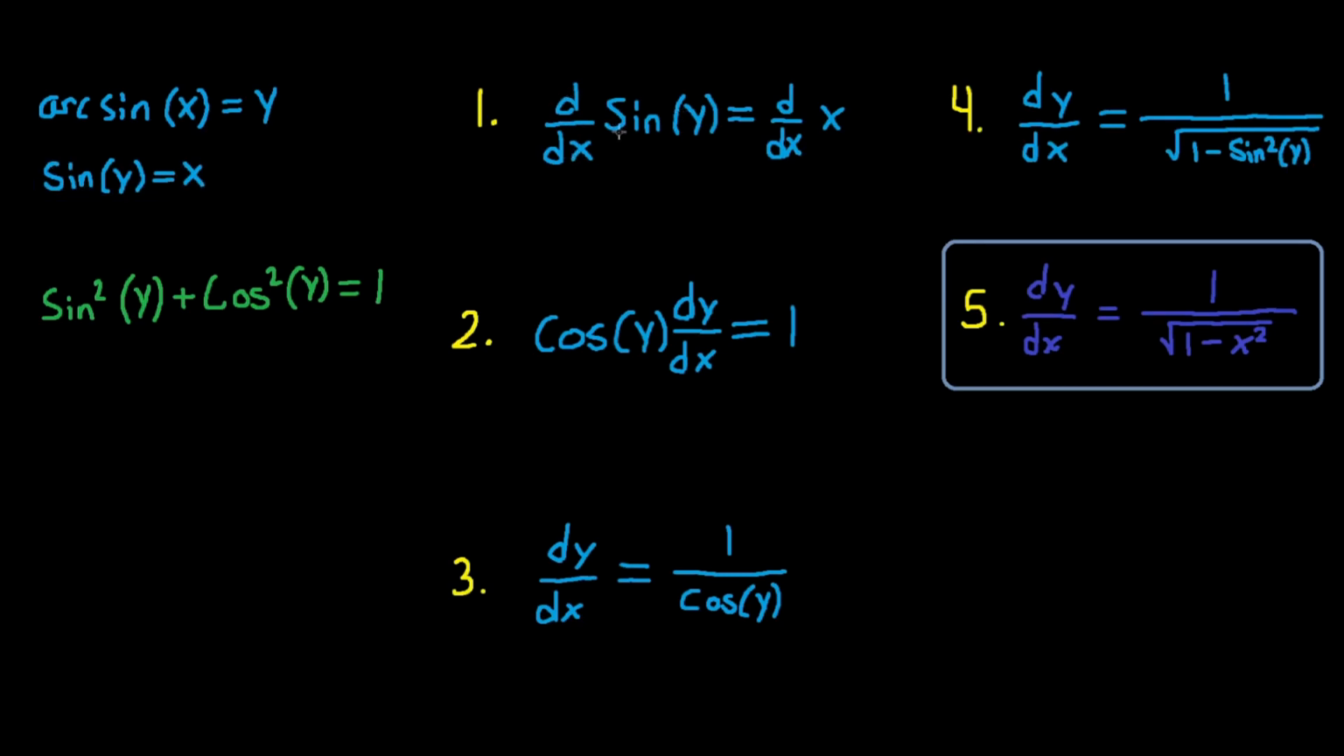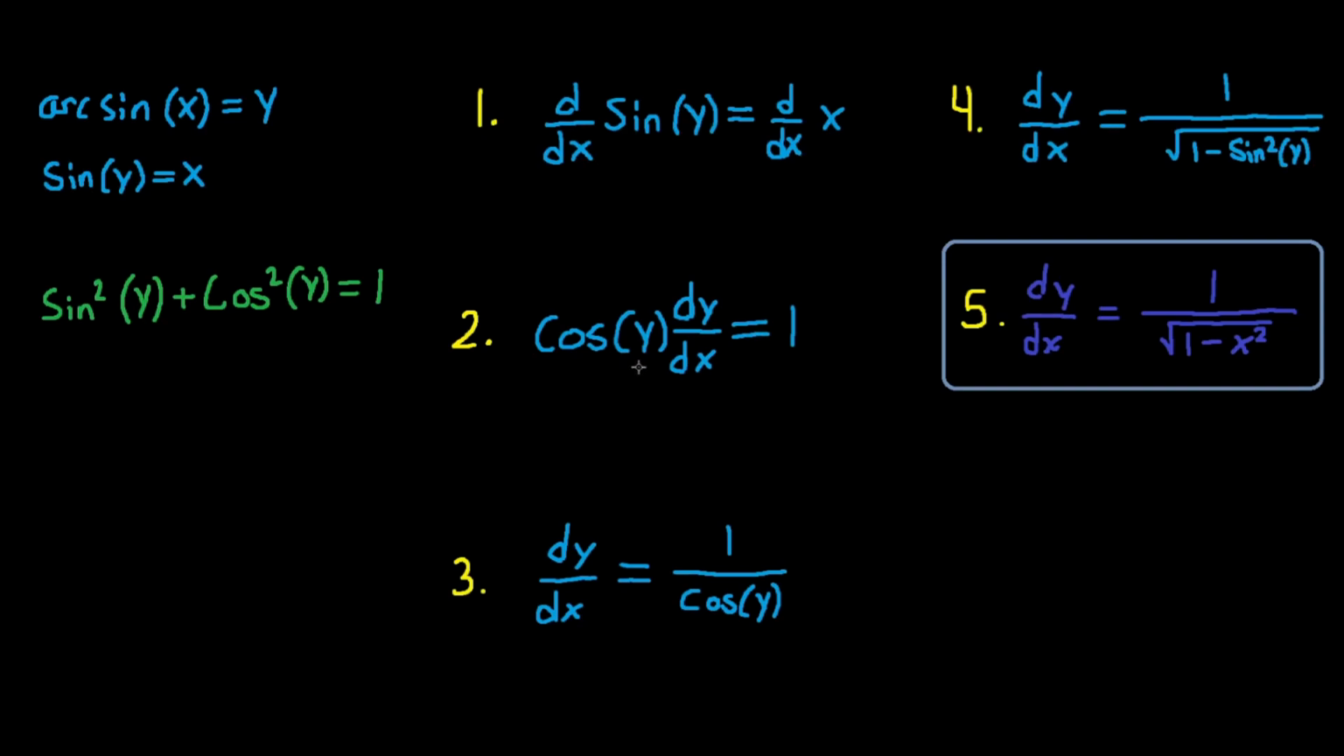So I just wrote d over dx of sine of y is equal to d over dx of x. It's just me writing the notation. Then in step 2, you use the chain rule here and take the derivative of sine, which is cosine of y, and then you do the interior function, which is y. That's just going to be dy over dx, the derivative of y. And the derivative of x itself is going to be 1. So cosine of y times dy over dx is equal to 1.